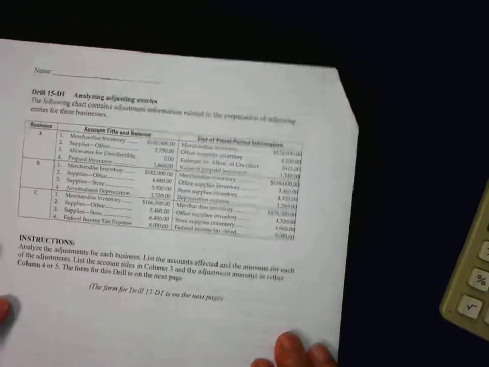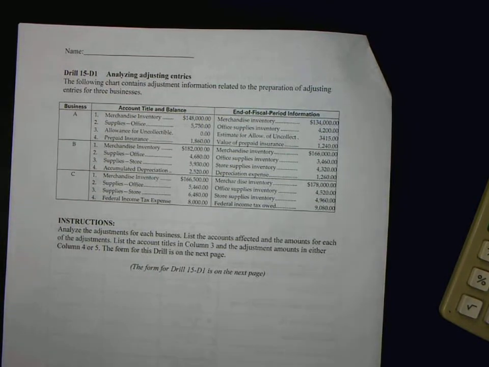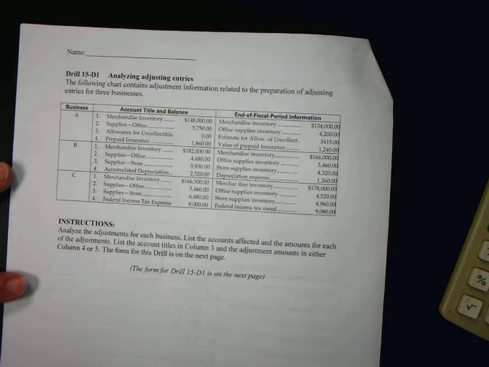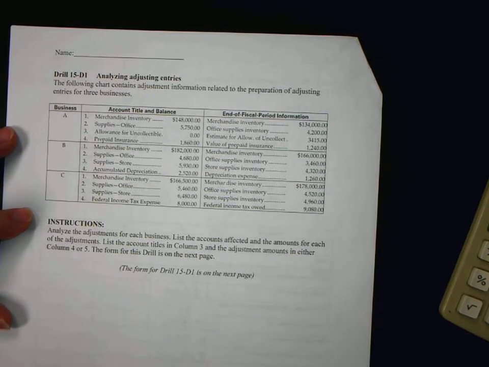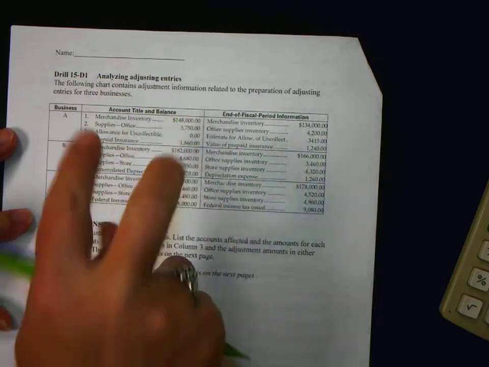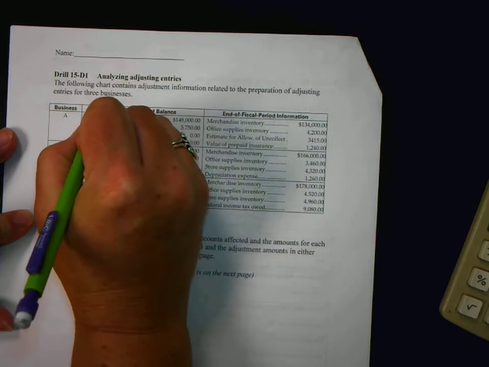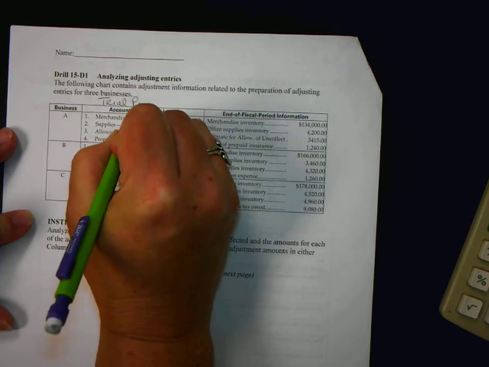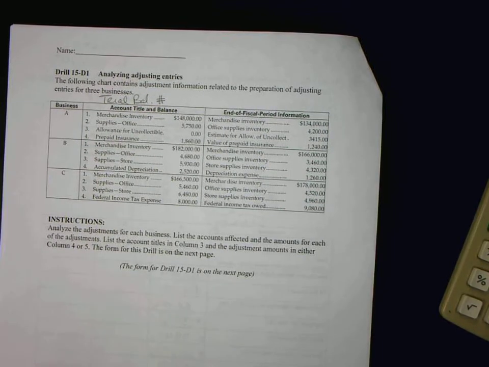All right, now we're going to look at the other adjusting entries that we're going to have. This little section right here, these numbers are basically our trial balance numbers. Those came off of our ledgers.